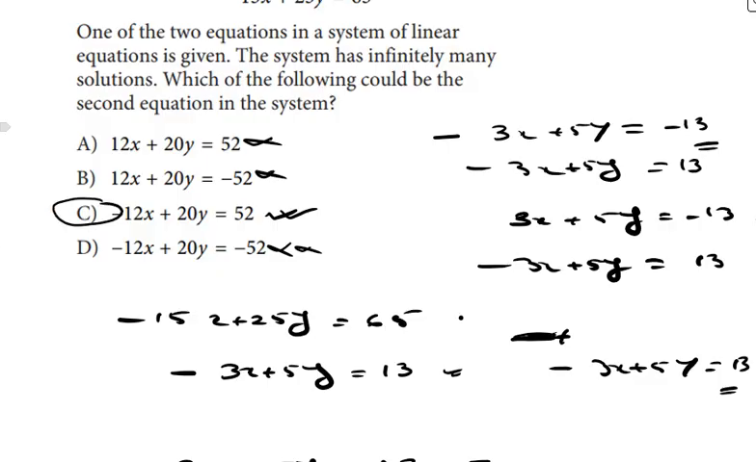Okay. So whenever a system has infinitely many solutions, the equations must represent the same line, and one equation must be a multiple of the other, and every coefficient and the constant must be multiplied by the same number, and signs must also match. If even one sign is different, it is not the same line. I hope this is completely clear to you.